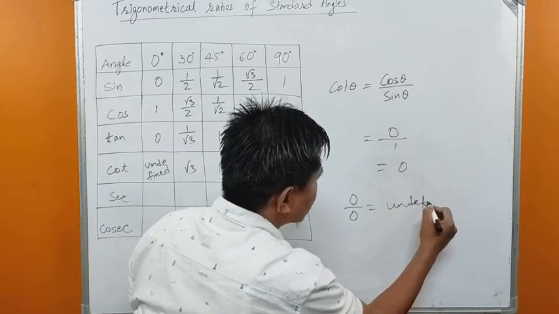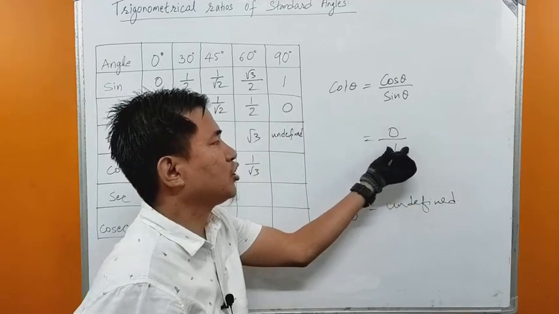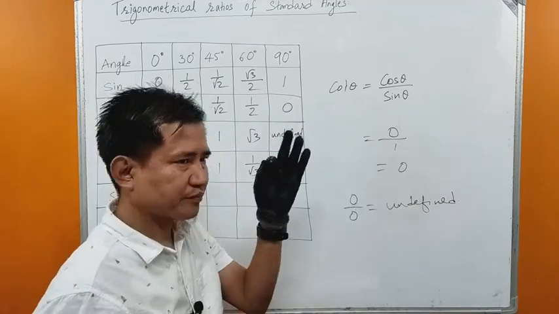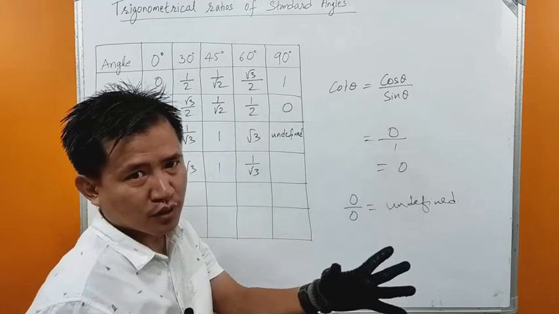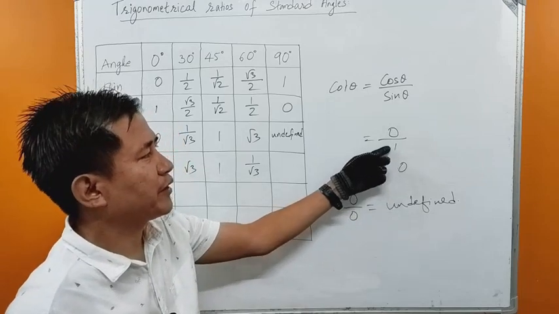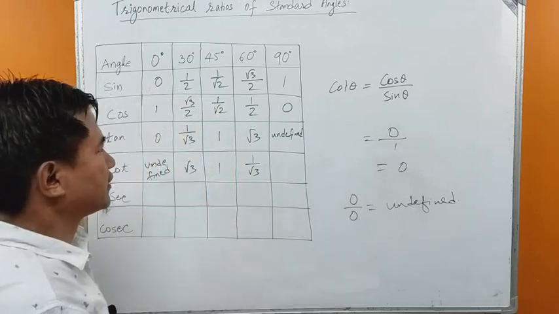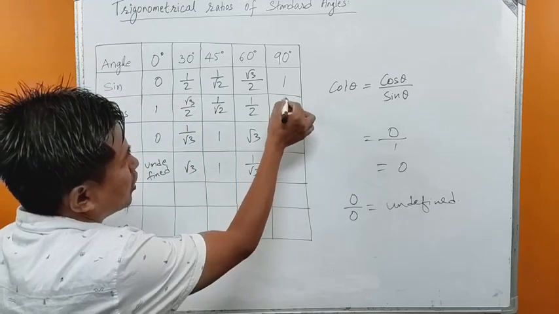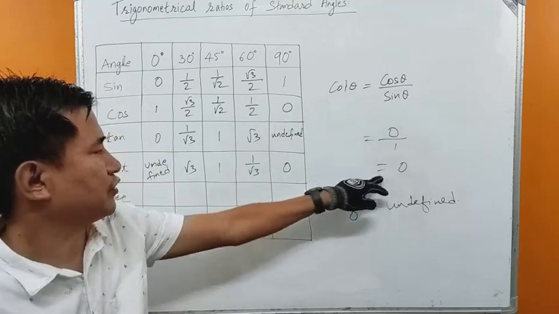So other than 0, whatever be the non-zero number in the denominator, plus 1, plus 2, plus 5, plus 1000, plus 1 crore, or minus, we will always get 0, okay, other than 0. So 0 upon 1 is 0.